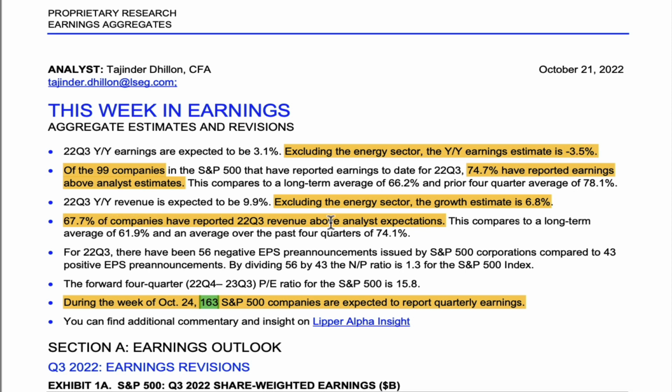67.7% of companies have reported revenue above analyst expectations. So that's all kind of in line. The long-term average here is 61.9. We're at 67.7. 20% in, 99 of the 500.